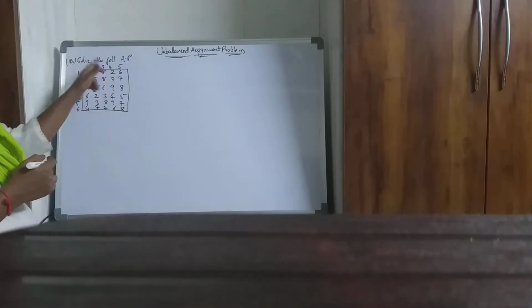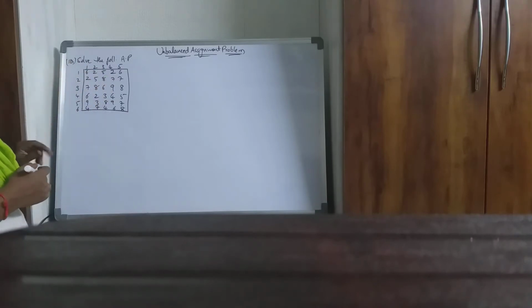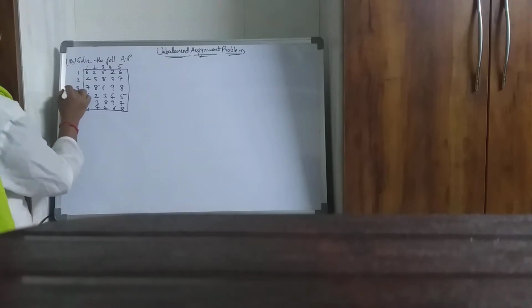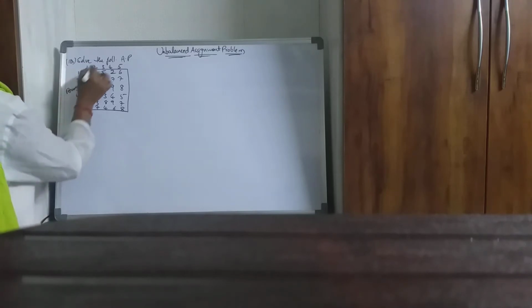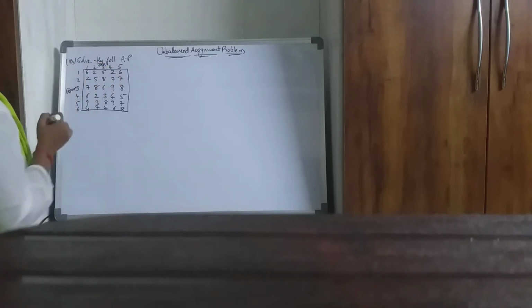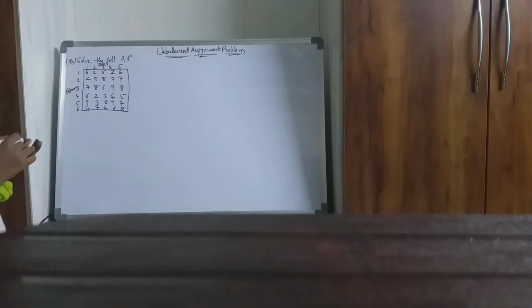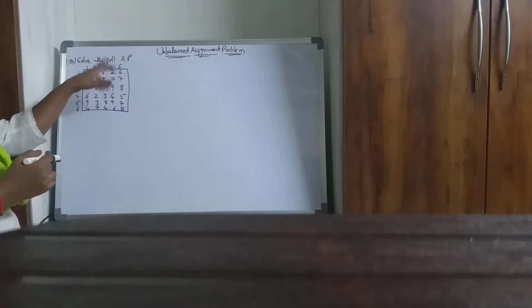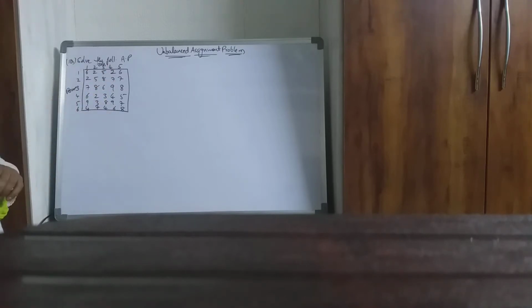These are the costs of performing the jobs by the persons. Here we can see this is persons and this is jobs. The number of jobs is less than the number of persons. That means you have 6 rows but you have 5 columns. So what you should do here is add a dummy column with zero cost.